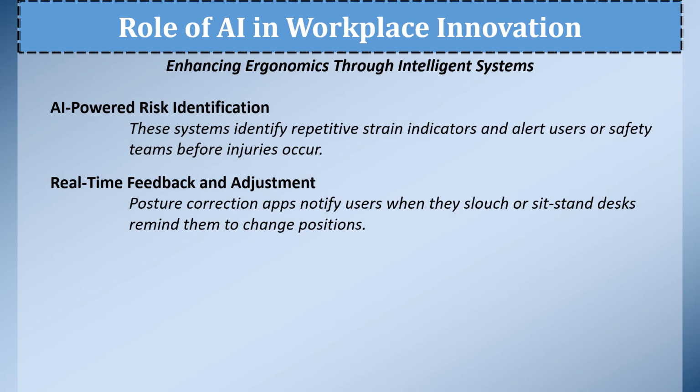Real-time feedback and adjustment. Intelligent environments provide instant feedback through visual cues. For example, posture correction apps notify users when they slouch, or sit-stand desks remind them to change position. These adjustments help maintain optimal ergonomics throughout the day.